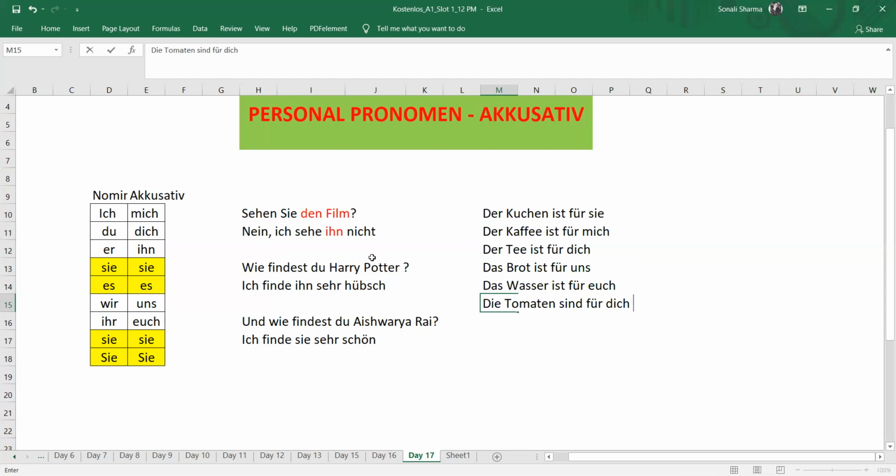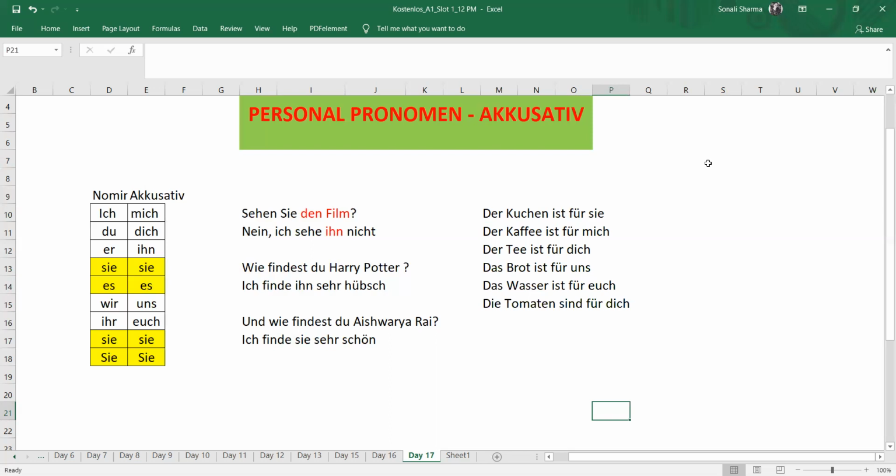So these are the main examples. We are just going to quickly revise this part. Der Kuchen ist für sie. The cake is for her. Next is, Der Kaffee ist für mich. The coffee is for me. Der Tee ist für dich. The tea is for you. Das Brot ist für uns. That means the bread is for us. This word uns is us. Next is, Das Wasser ist für euch. That means the water is for you all, you guys. Next is, Die Tomaten sind für dich. That means the tomatoes are for you.